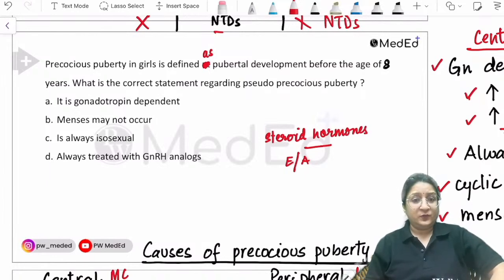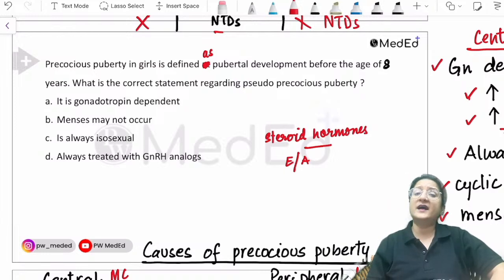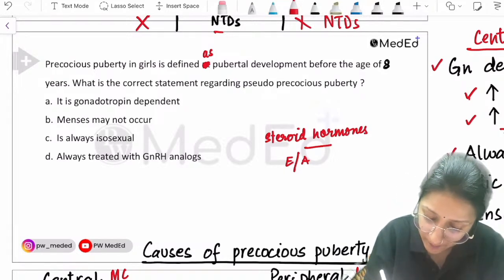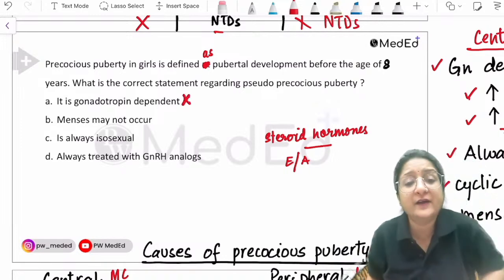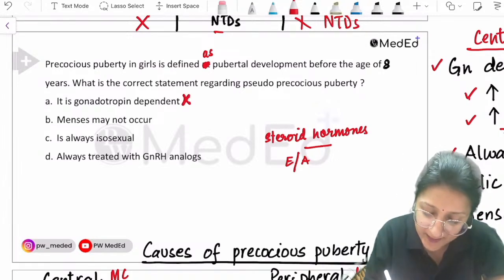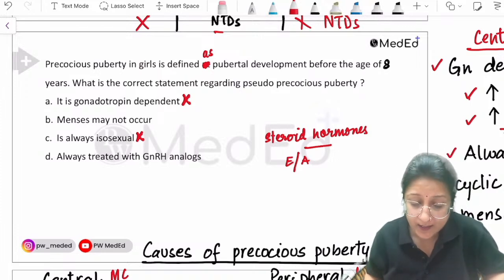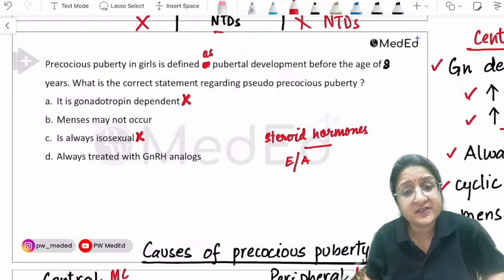Precocious puberty: what is the correct statement regarding pseudo-precocious puberty? Is it gonadotropin dependent? False. It is gonadotropin independent. Always isosexual? False. It can be isosexual or heterosexual. Always treated with GnRH analogues?